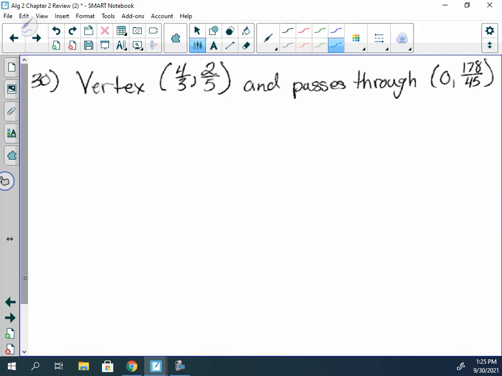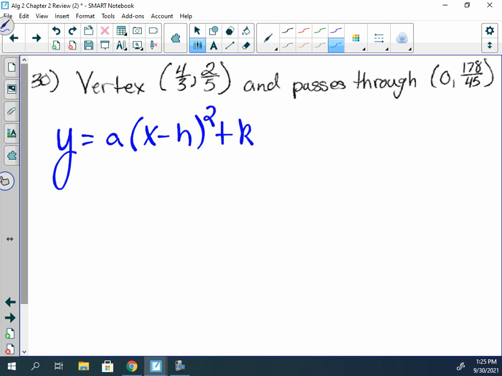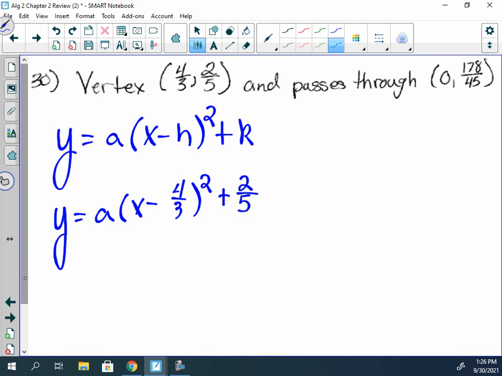Now, 28 gives us a vertex and a point. So we're going to be dealing with y equals a times (x minus h) squared plus k. What's h? It is 4/3, and k is 2/5. So we can start off by taking the general equation and plugging h and k in.